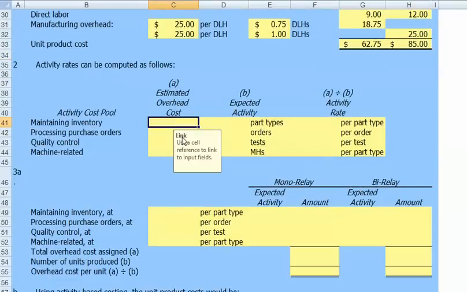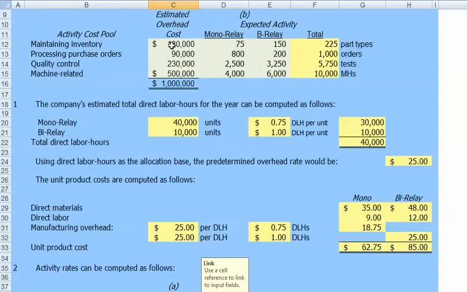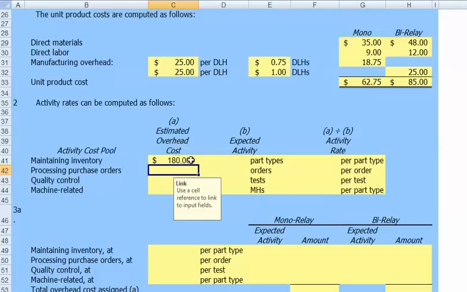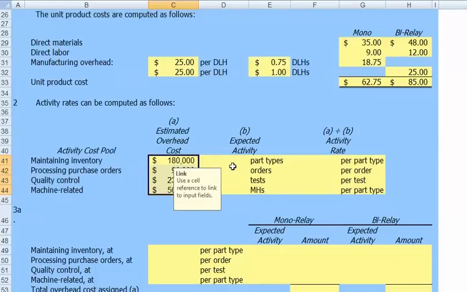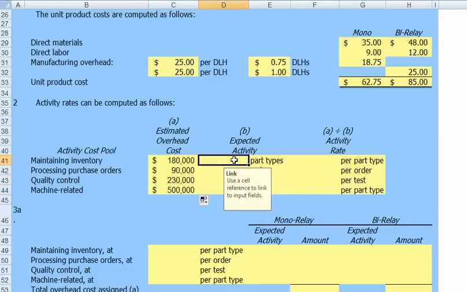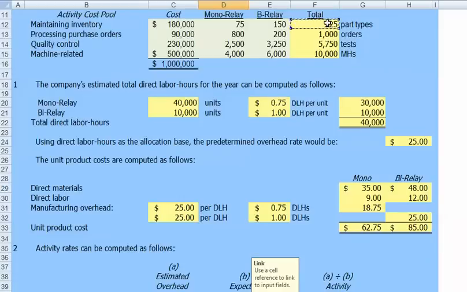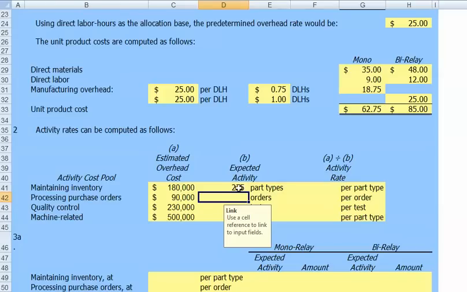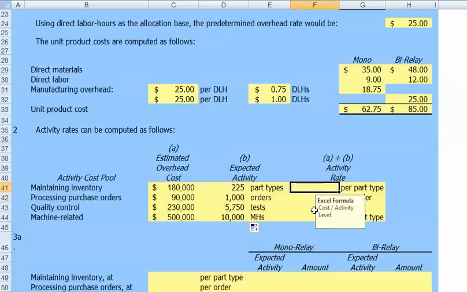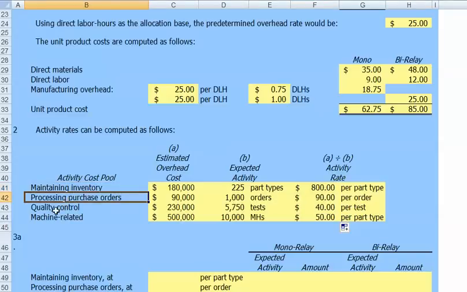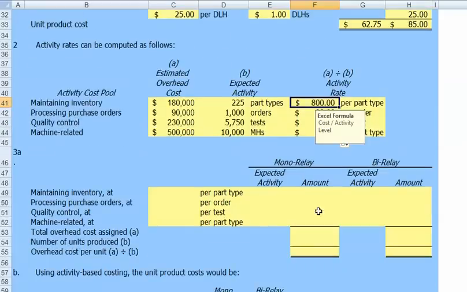I need to first pick up my estimated costs. Those were given right here. There's the 180. And I'm going to just copy that on down. My activity levels, expected activity levels, those are my totals I calculated right over here. I can copy those on down. Now I need to calculate a rate, which is simply my estimated cost divided by my estimated activity level. And I've got activity rates for my managing inventory, for processing purchase orders, for quality control, and for machine-related costs.